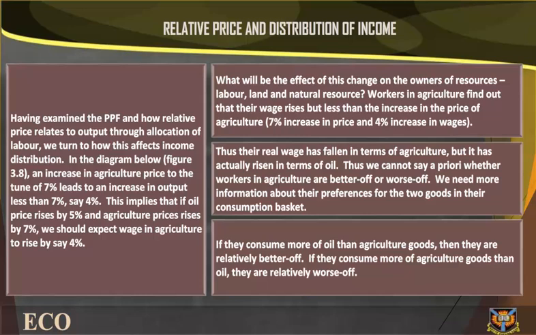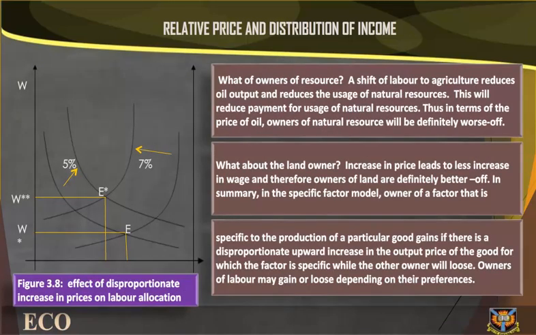Thus, their real wage has fallen in terms of agriculture, but it has actually risen in terms of oil. Thus, we cannot say a priori whether workers in agriculture are better off or worse off. We need more information about their preferences for the two goods in their consumption basket. If they consume more of oil than agricultural goods, then they are relatively better off. If they consume more of agricultural goods than oil, they are relatively worse off.